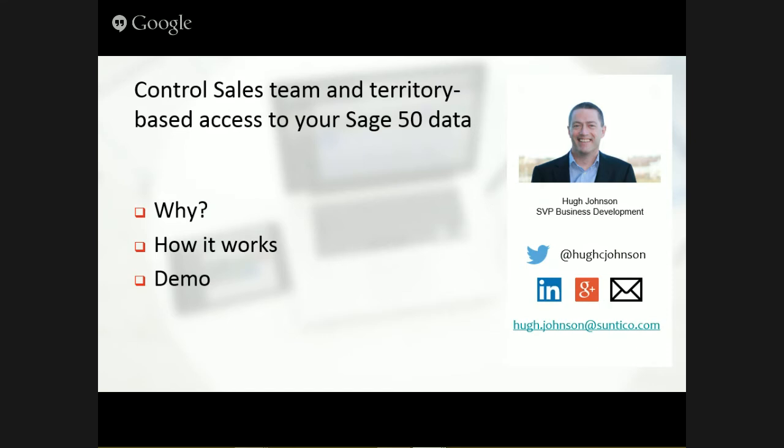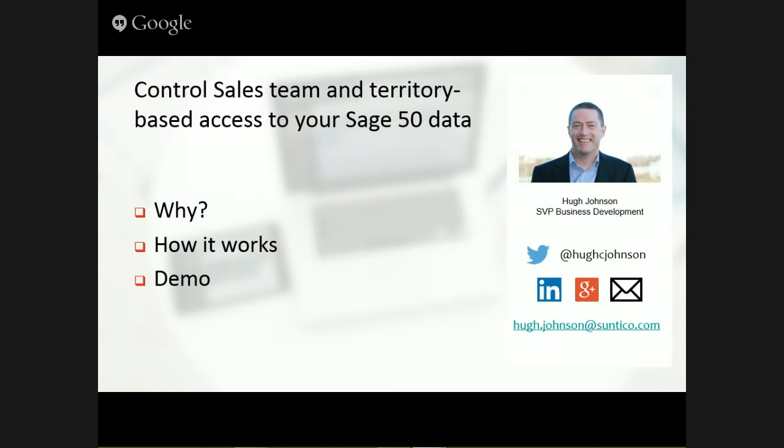So, as I said, today we're talking about controlling access to your Sage 50 data by your sales teams. So the very first question you would want to ask is why? And we'll spend a couple of minutes just examining that question. Then we'll go on to take a look at how it works from a kind of theoretical point of view. And then finally, I will show you how you can do that using Suntico connected to Sage 50.